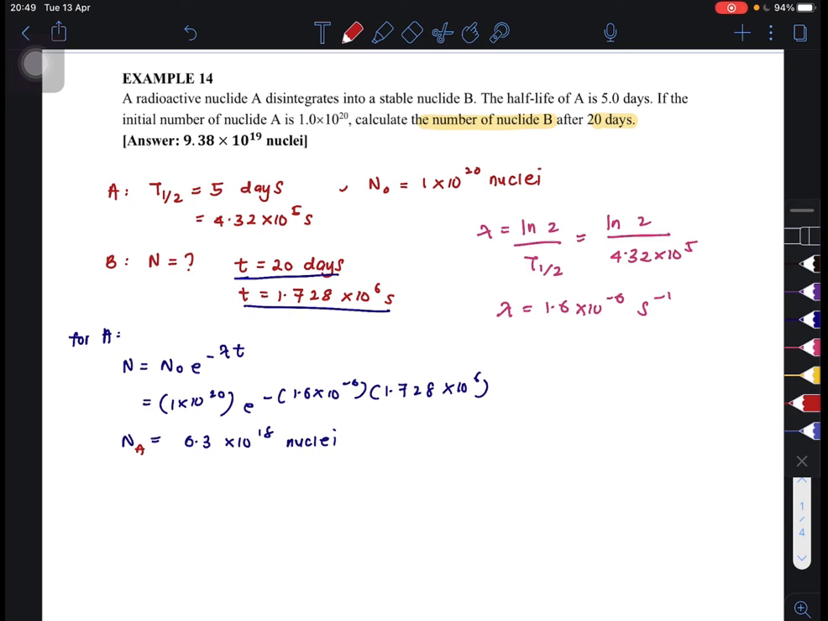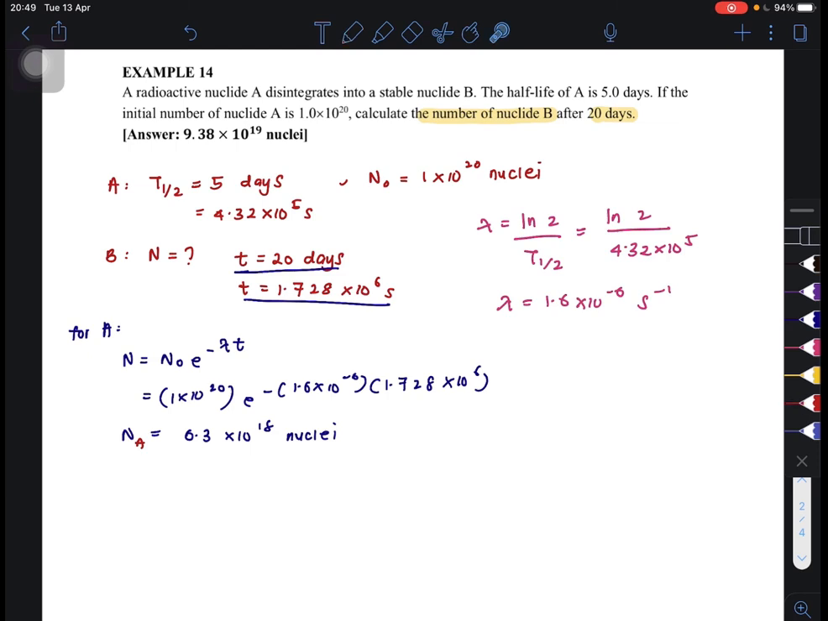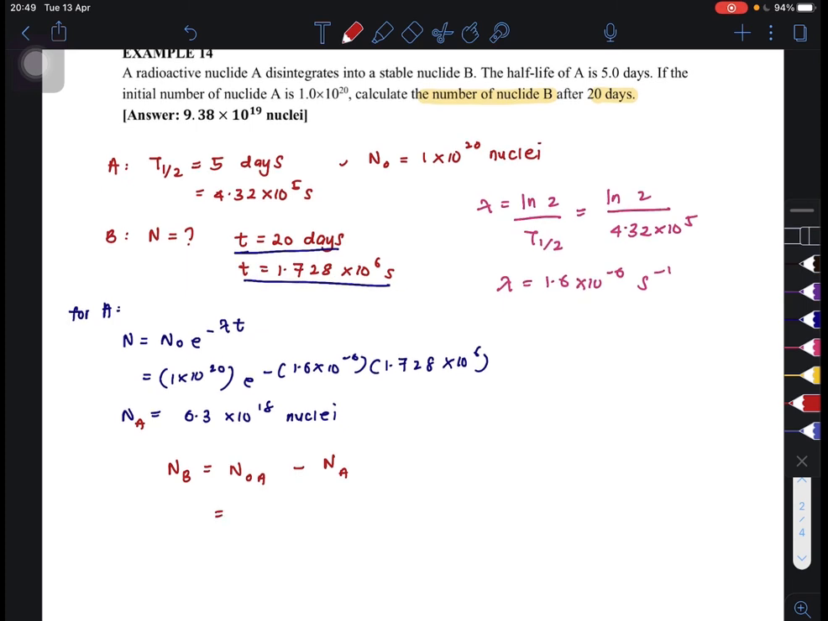So in order to find for B, since dia cakap dekat sini A ni dia disintegrate kepada nuclide B, meaning that in order to find the final value for B, we need to subtract the initial value for A minus the final value for A. Initial value adalah this one, 1 exponent 20 minus the final value, 6.3 exponent 18. So equal to 9.37 exponent 19 nuclei.